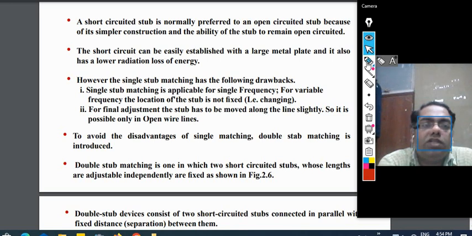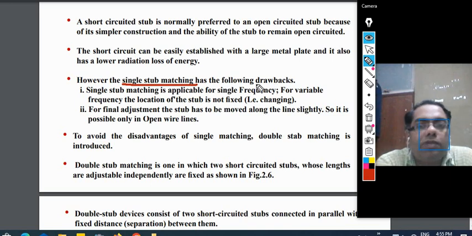So in the previous lecture we have studied about single stub matching. Now single stub matching that we have studied in the previous class has got some drawbacks. Like it is applicable for single frequency. For variable frequency the location of the stub is not fixed.